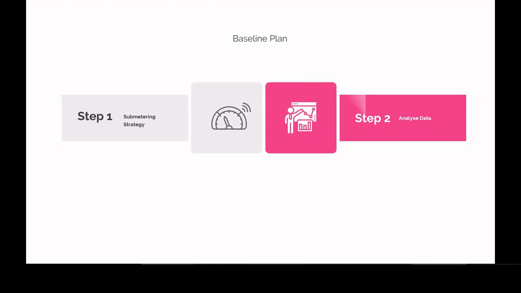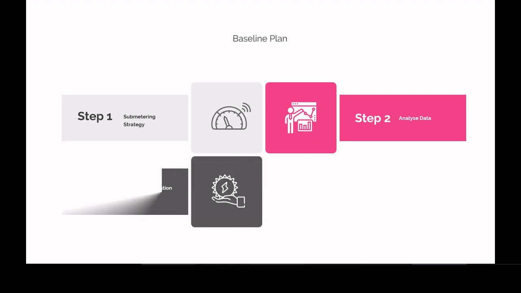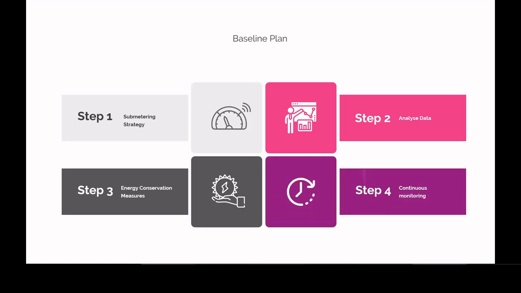Step 2, we need to analyze that data. We need to understand where the data is being used once we've got to that granular level. Then, and only then, do we provide the energy conservation measures against what that analysis is telling us. And then finally, and more importantly, we need to continuously monitor that nice optimized site once we've done that. So that's the 4-phase plan that we do from a baseline.